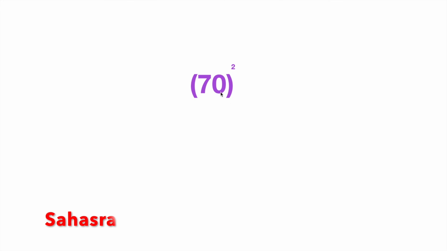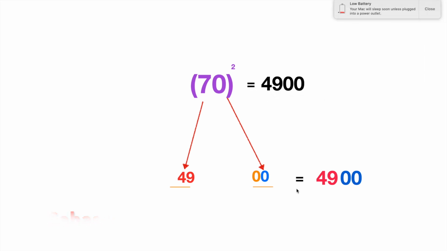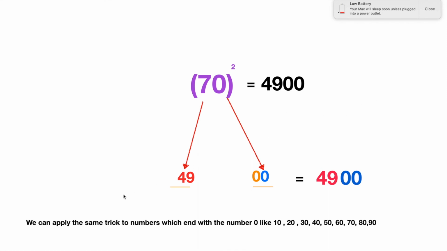Next, we're going to do 70 squared. Put 2 lines. 0 squared equals 0. 7 squared equals 49. Put them together. 4,900 is our answer. I'm going to give you another word of advice. You can apply the same trick to numbers which end with the number 0, like 10, 20, 30, 40, 50, 60, 70, 80, and 90.